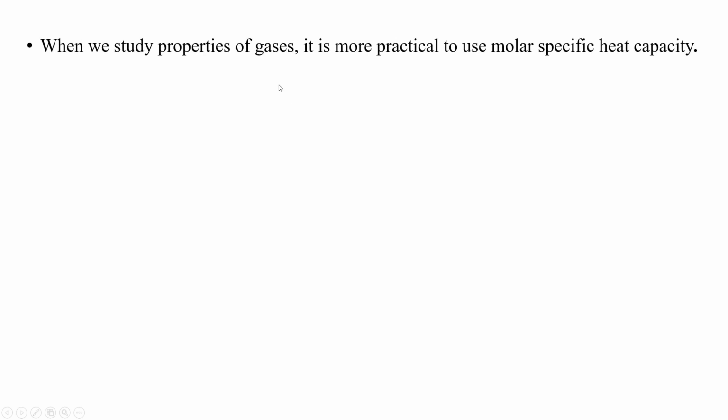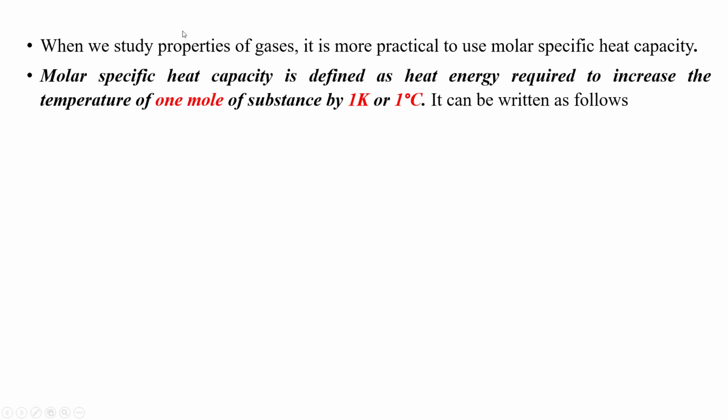When we study the properties of gases, it is more practical to use molar specific heat capacity. If we consider gases, we know that they are quite different from liquids and solids. So when we use the heat capacity of gases, it is more practical to use molar heat capacity instead of specific heat capacity. Molar specific heat capacity is defined as the heat energy required to increase the temperature of 1 mole of a substance by 1 Kelvin or 1 degree Celsius.